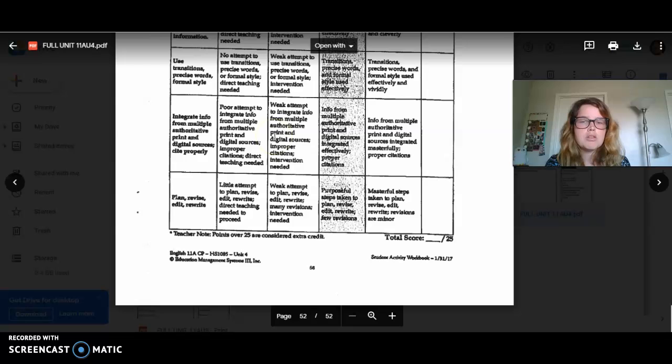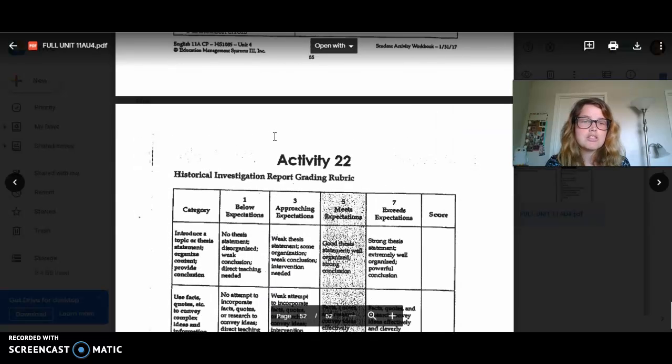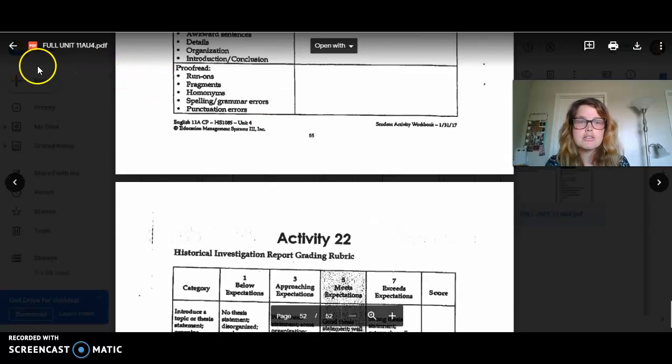So this is what I'm looking for in performance task 2. If you have any questions, let me know. If you want me to reread it and double check it, let me know.